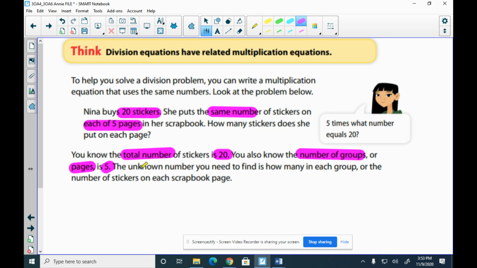What we don't know, what was not given to us in this word problem, is how many of those stickers can go on each scrapbook page. So that's what we have to figure out using multiplication and division. You might know the answer in your head, but it was not given as part of the word problem, so that's the missing part that we were not given.